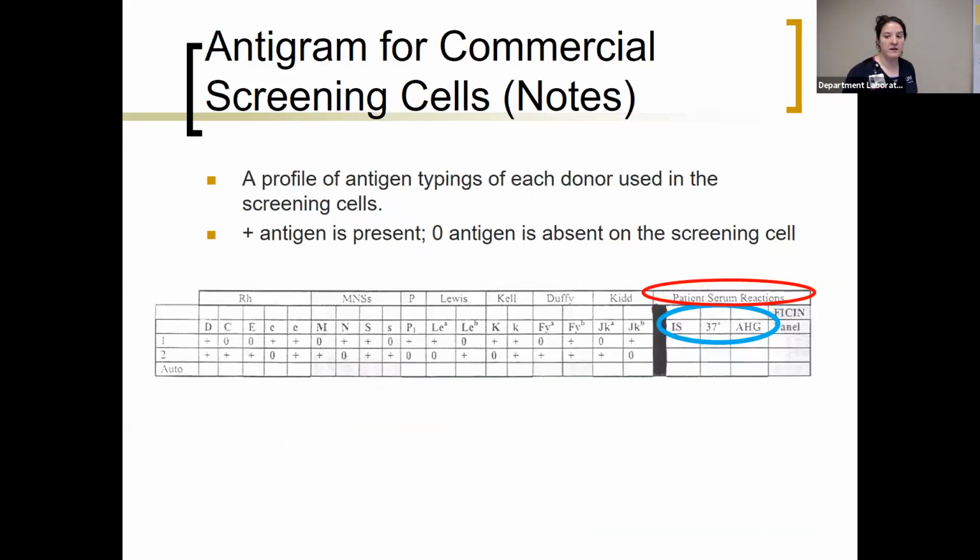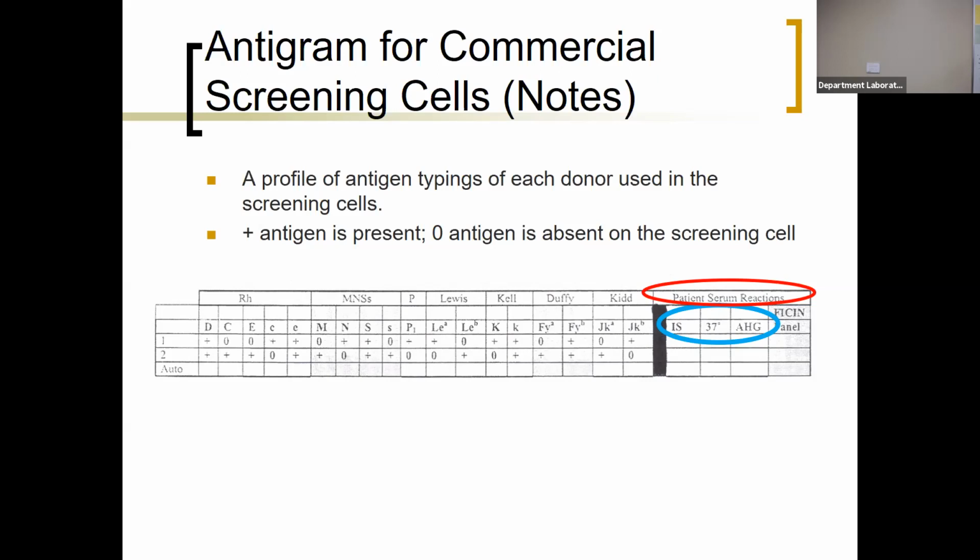And it looks like this. So this is a 2-cell screen, right? So they have screening cell 1. The plus signs indicate that the antigen is present on this cell, okay? The 0 indicates that that cell is antigen negative. So screening cell number 1 is D positive, big C negative, big E negative, little c positive, little e positive. Okay, does everybody understand that? All right, so that's your antigenic expression.